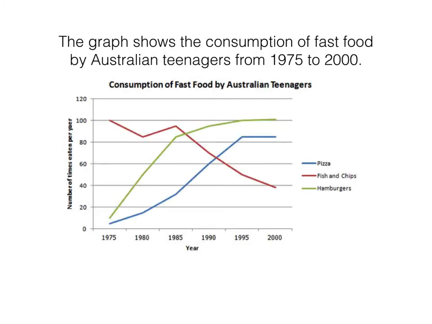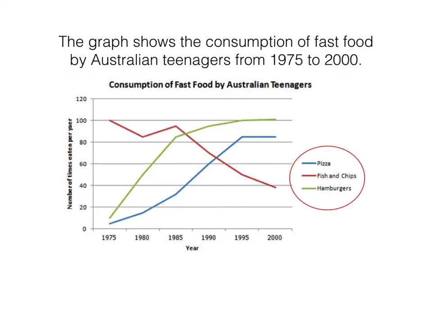You'll need a pen and paper for this part. Here's a line graph. Pause the recording and have a good look at it. Ready? Up here we have the rubric telling us the graph shows the consumption of fast food by Australian teenagers from 1975 to 2000.